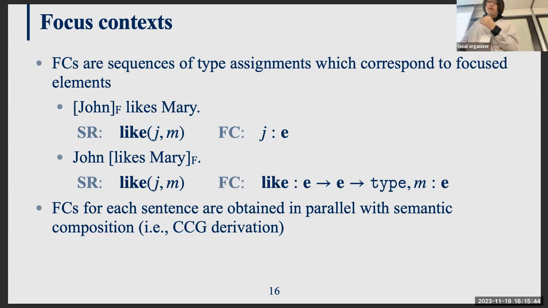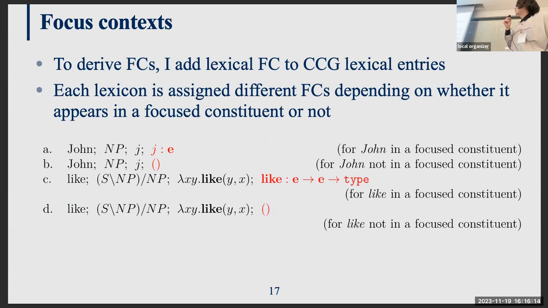Focus contexts for each sentence are obtained in parallel with semantic expressions. In this study, I adopt combinatory categorial grammar as the syntactic component. So the semantic composition equals CCG derivations. And to derive focus contexts, I add a feature FC, focus context, to CCG lexical entries. Each lexicon is assigned different focus contexts depending on whether it appears in a focused constituent or not.